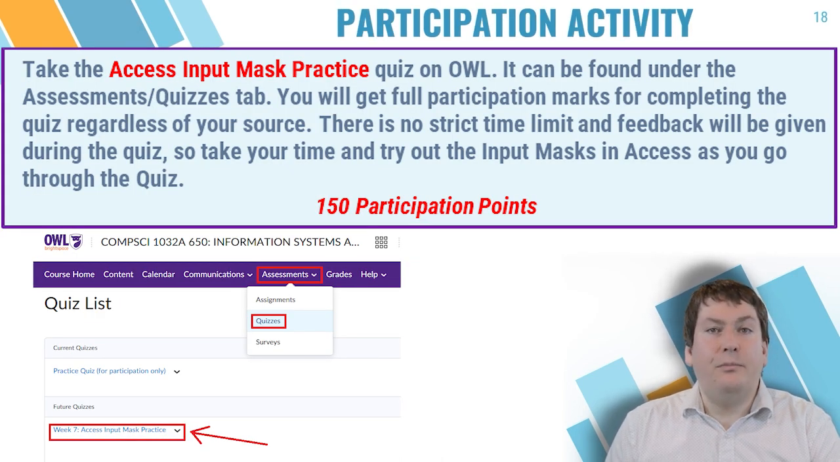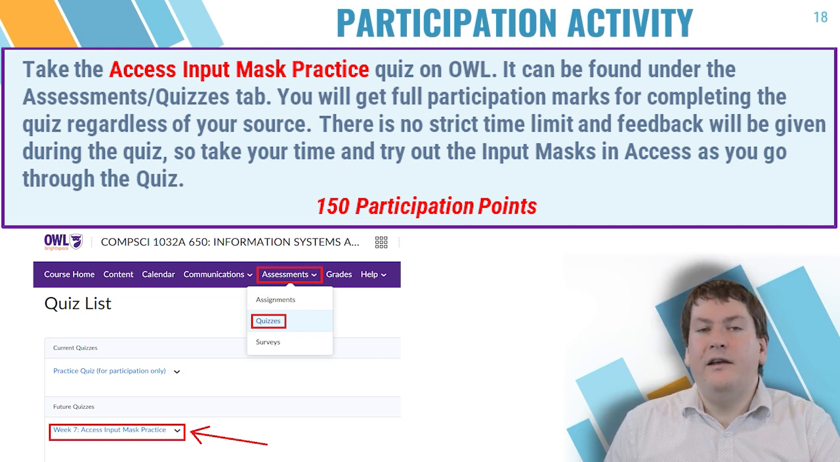And this brings us to our participation activity for the week. This week, I'd like us to get a little bit more practice with Access input masks and formatting codes by trying the input mask practice quiz on OWL. As this is a participation activity, the grade you get on this quiz doesn't matter, just that you put an honest effort into completing it.